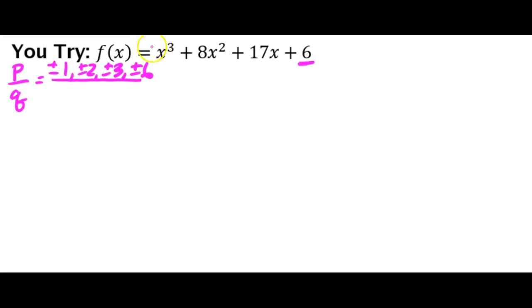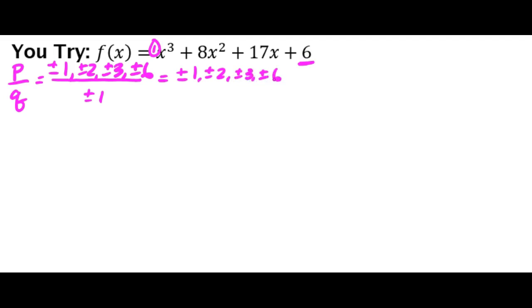And then my q number would be this number right here. And since there's nothing there, it's actually a 1. So the only factor of 1 is 1. So if I want to write out my list here, it's basically just the numbers on the top. So 1 divided by 1 is 1, 2 divided by 1, 3 divided by 1, 6 divided by 1.